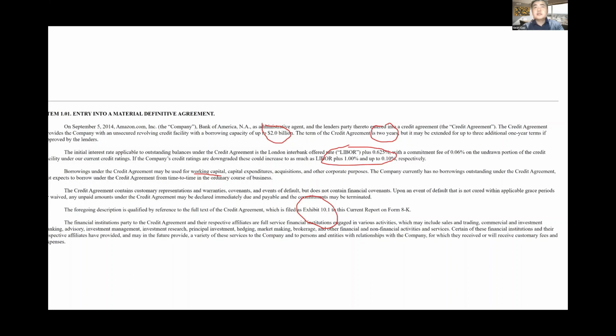That's enough for everyone. That's $2 billion. And how about the period, the duration? 2 years, but it can be extended for additional 1 year, 3 additional years. You can see this is a loan contract summary. And what's the loan rate, the yield? It's about 0.625%. And what's the loan used for? The loan is used for working capital.